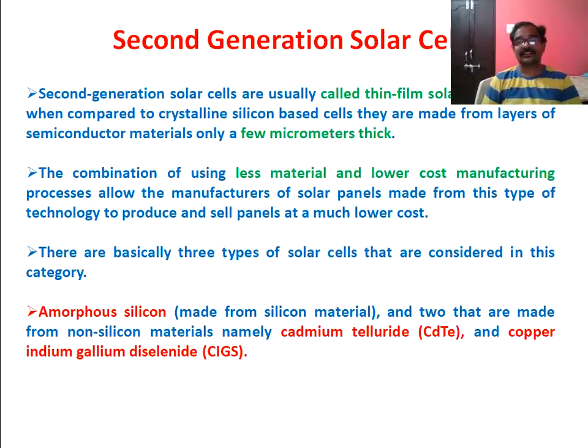The first generation solar cells are based on a silicon technology called crystalline silicon technology. The second generation solar cells are based on a technology called thin film solar cells. Why are they called thin film solar cells? In the sense that the thickness of these solar cells is really in the range of a few micrometers, that is, 10 to the power of minus 6 meters thickness.